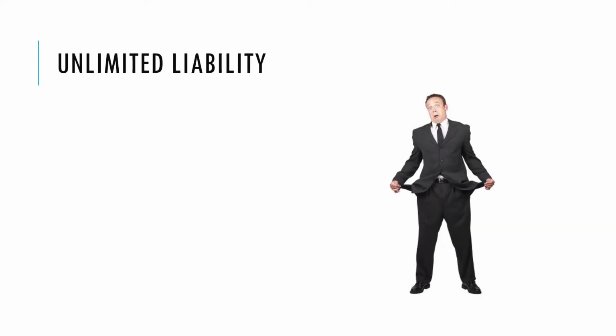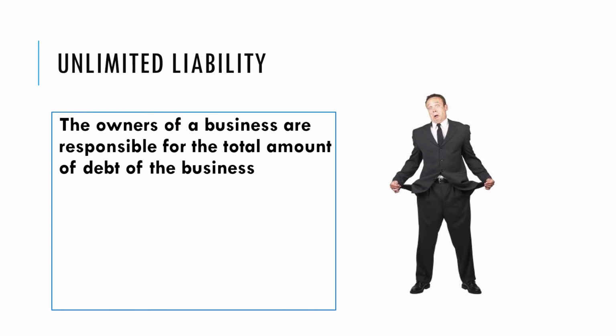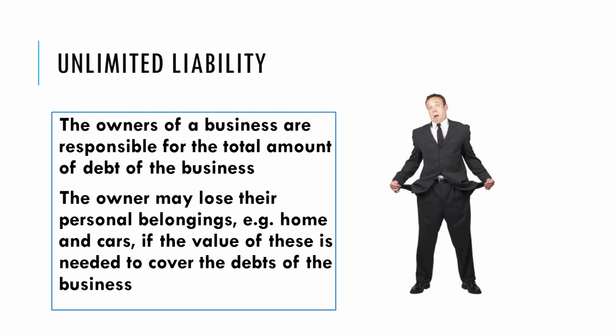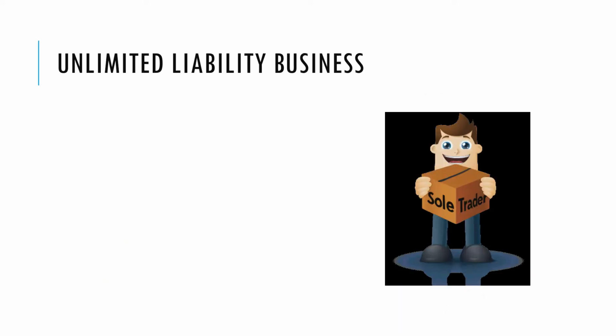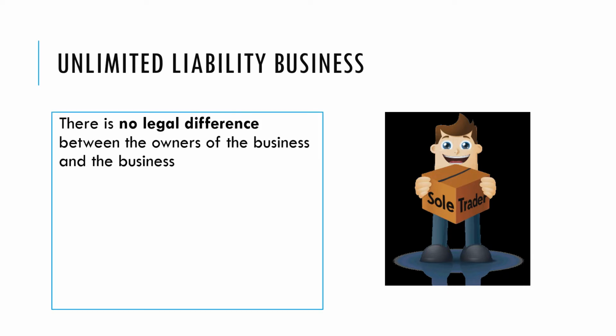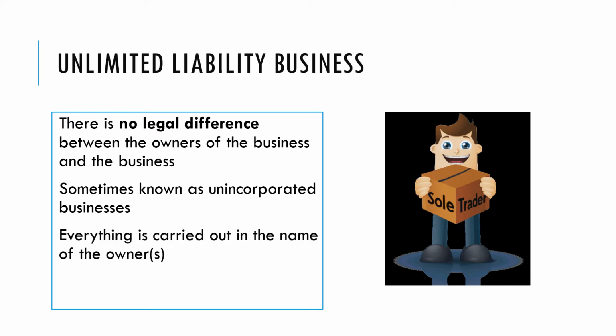What does it mean if a business has unlimited liability? Well, that means the owners of a business are responsible for the total amount of the debt of the business, and the owner may lose their personal belongings if the value of these is needed to cover the debts of the business. So an unlimited liability business is one where there is no legal difference between the owner of the business and the business, and we call this an unincorporated business. It hasn't really been registered with the government. Everything is carried out in the name of the owner, and these tend to be smaller businesses.